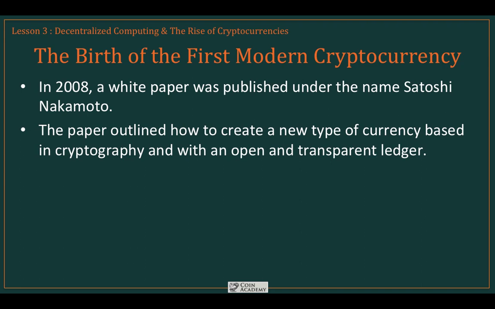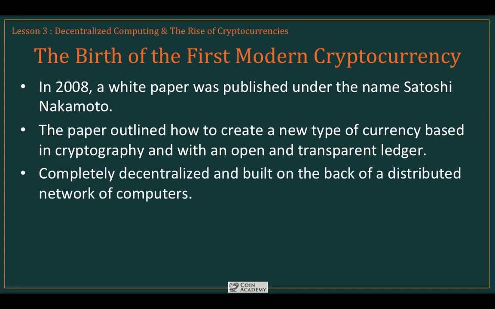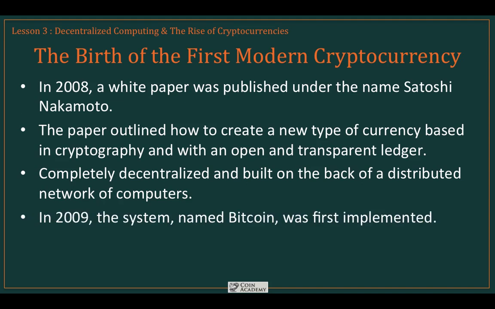That paper outlined how to create a new type of currency based in cryptography for privacy and with an open and transparent ledger. Moreover, it was completely decentralized, and it was built on the back of a distributed network of computers. The system was first implemented in 2009, and it was called Bitcoin. It was the first modern cryptocurrency. And if you've been following along in the lessons in this course, you can see how it is built on the back of everything that came before it.